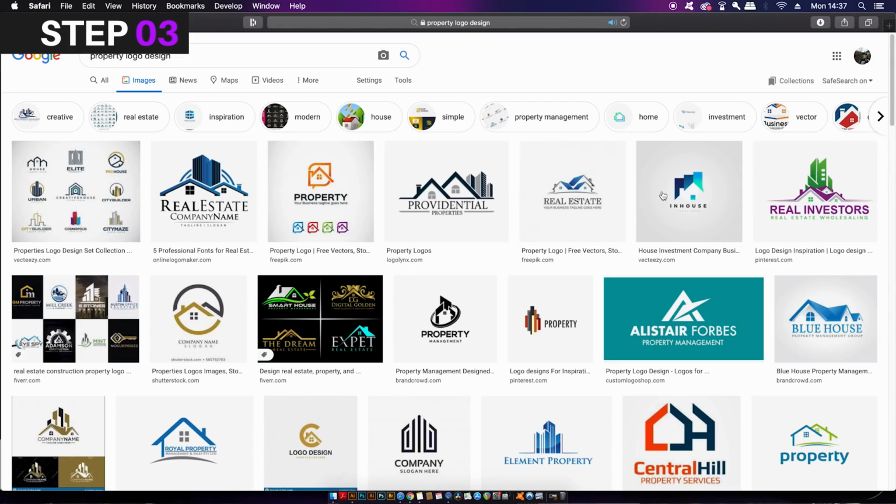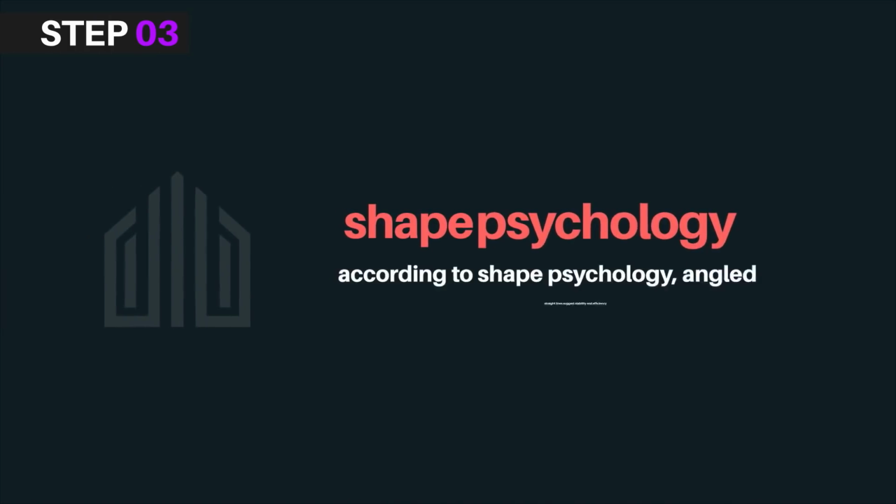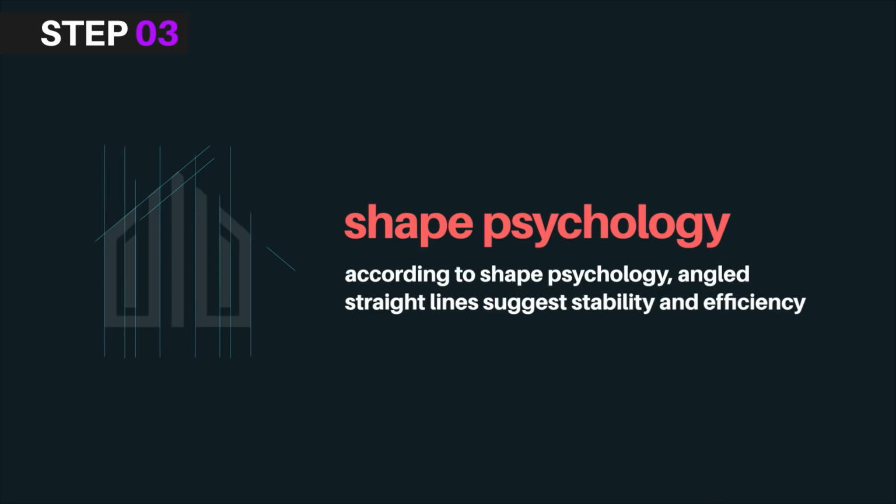An example here would be if the client needed a logo for a property or a construction brand company. You might want to create a logo symbol that utilizes angled straight lines. And this is because, according to shape psychology, angled straight lines suggest stability and efficiency. These are 2 traits that would really go well with this kind of niche sector, and you can see it across the board in property and construction logos. That's not a coincidence. You need to make your client aware of why you made the choices you did.